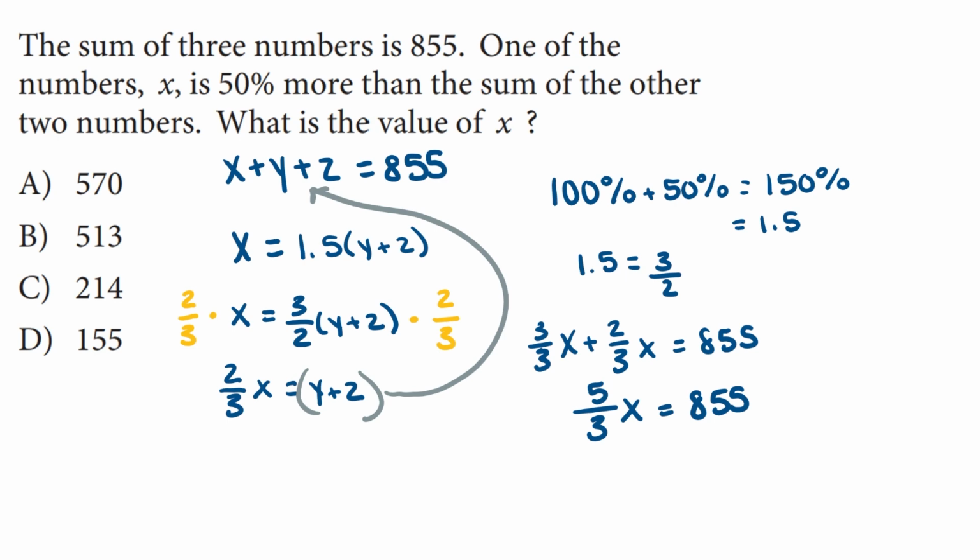We'll multiply both sides by 3/5, multiply both sides by the reciprocal. x is equal to 513. We just put that in our calculator and get 513, which means our answer is letter choice B.